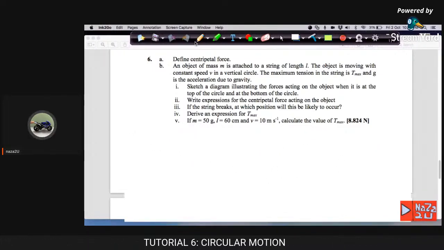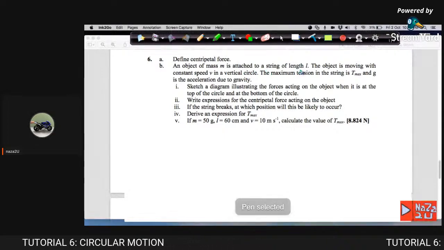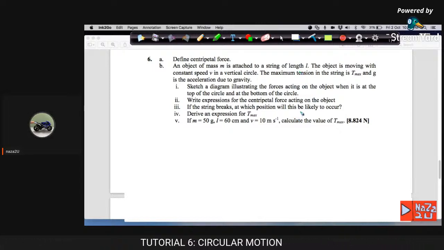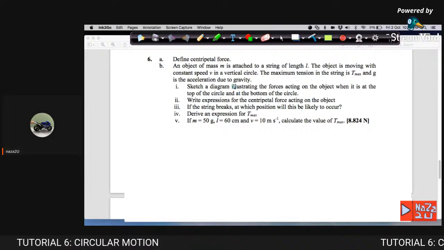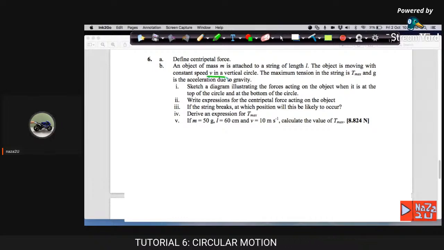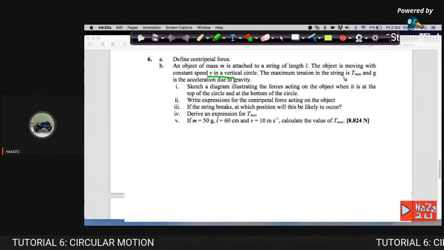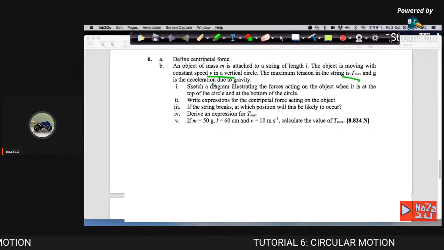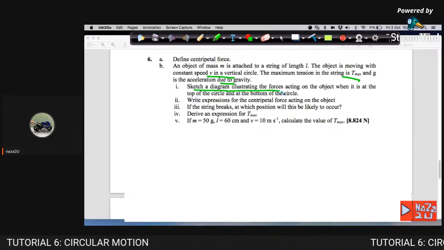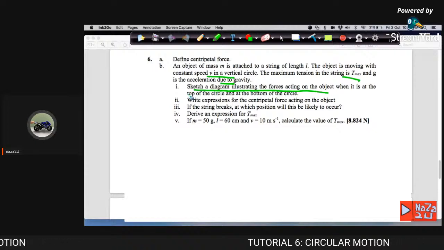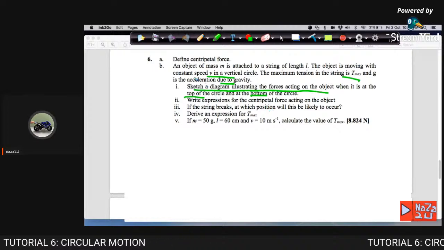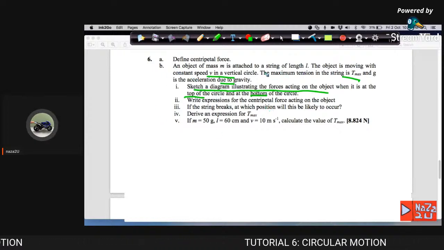Okay, an object of mass m is attached to a string of length L. Right, this one does not give a diagram. The object is moving with constant speed v in a vertical circle. The maximum tension of the string is T max, and g is the acceleration due to gravity. Sketch, it does not give a diagram, but you must draw the diagram to illustrate the forces and the object when it is at the top and at the bottom of the circle. Okay, so it is in a vertical circle.